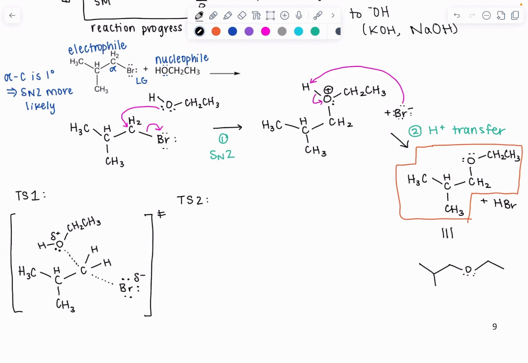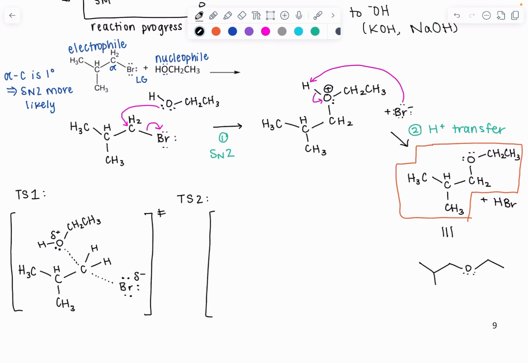Transition state for step 2, we have a proton transfer. I'm going to use skeletal structure just to simplify it here. So this is the CH3 to CH, the other CH3, CH2, oxygen, CH2, CH3. That bond is going to break, so this is a partial bond.